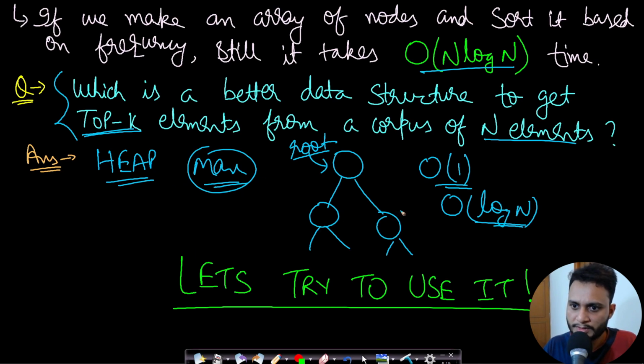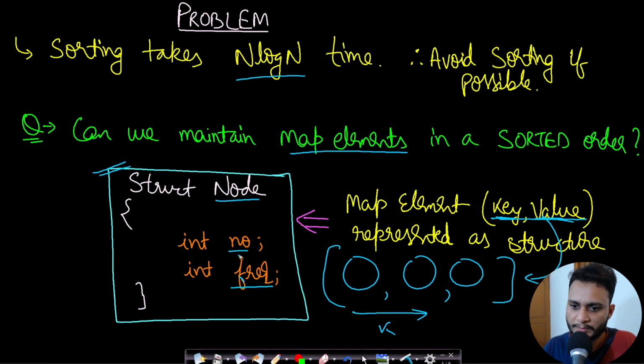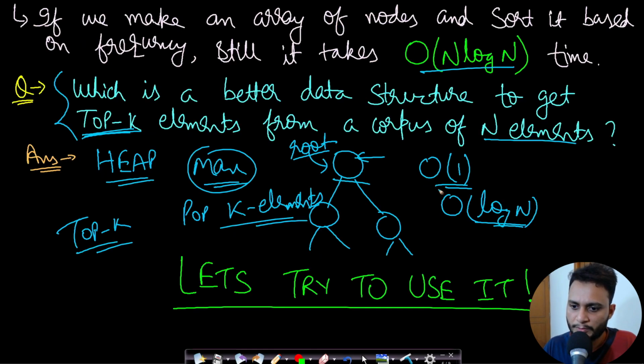So how do we use this heap to solve this problem? In order to find the top k elements, if we have formed a heap, we can pop k elements. After popping k elements, we will get the top k based on frequency, and we have to maintain the heap nodes based on frequency. Each node can be assumed to be storing the unique number and its corresponding frequency, right? So I hope you understood it.